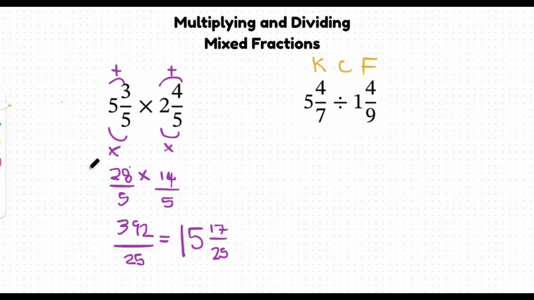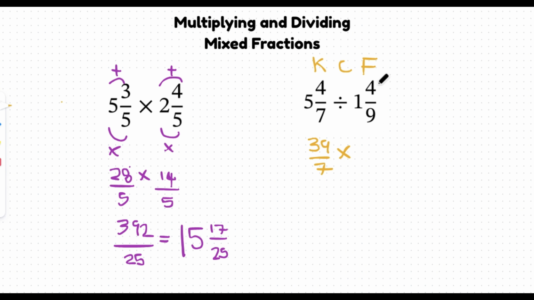Same method, smiley face, sad face, times and plus. So 5 times 7 is 35. 35 plus 4 is 39. 39 all over 7. All right, cool. So the first part of our sum we keep as it is. The second part we change it. So we change the division sign into a multiply sign. And then the last part we flip.